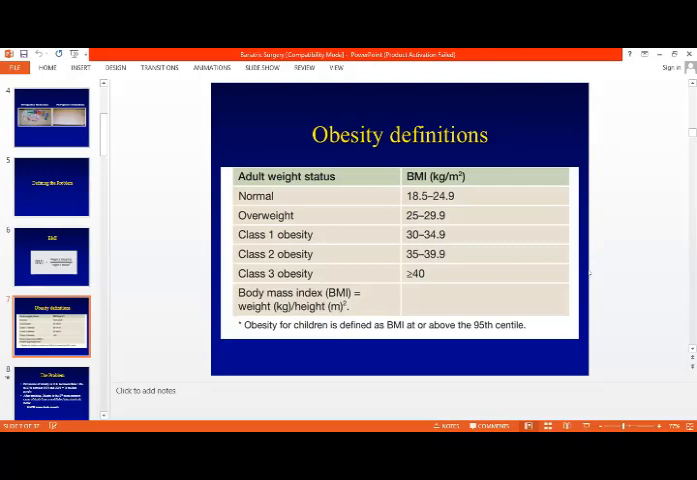This is for the adults. For children, there is a separate weight and height chart available, and above the 95th percentile BMI is called obesity. So I think you all can define obesity according to this BMI definition. Normal is up to 25, overweight is up to 30, 30 or above is obesity, and 40 or above is morbid obesity.